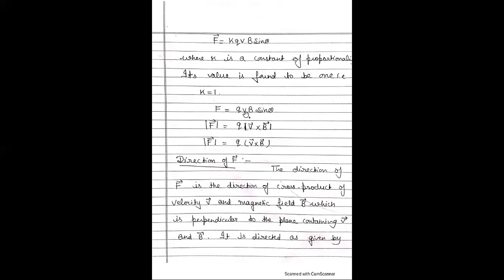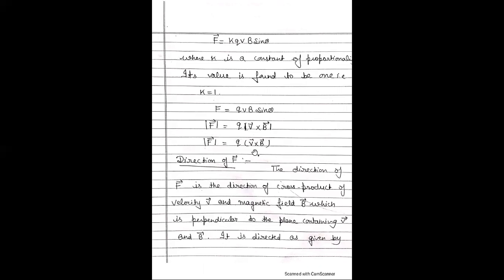and where we know that in the cross product v cross B we use sin theta, therefore F is equal to Q v cross B.